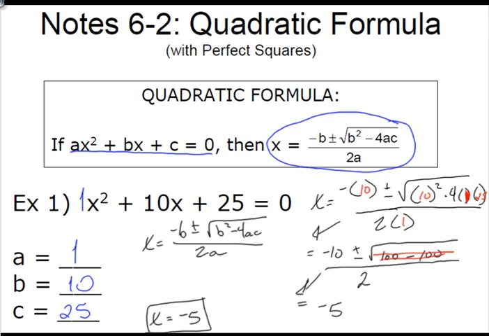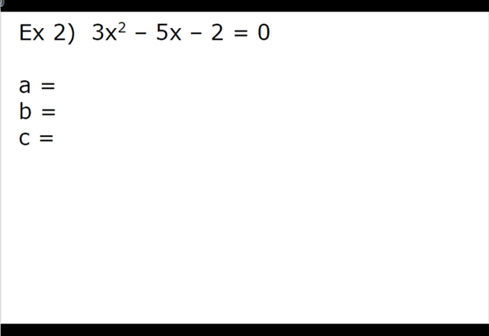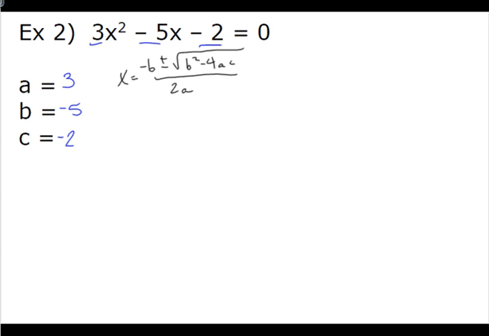Looking at example 2. Here, I go through and first collect my a, b, c's. My a in this case is going to be 3. My b is going to be negative 5. And c is negative 2. Again, it's a good practice. Write the formula. X is equal to the opposite of b plus or minus the square root of b squared minus 4ac all over 2a. And as you write it, sing it, and it'll help you remember the formula.